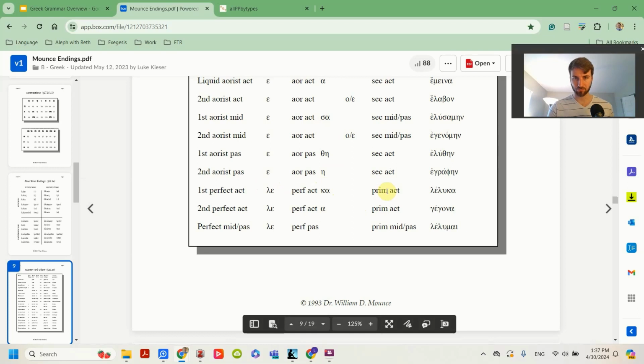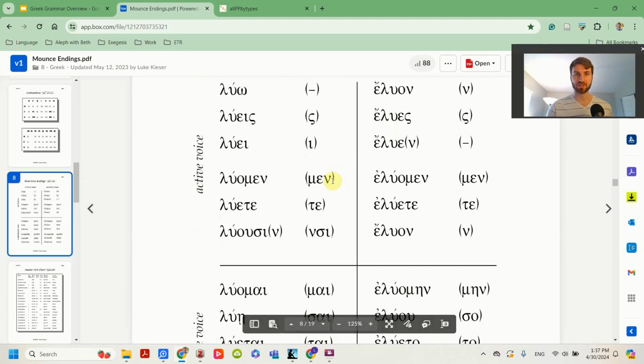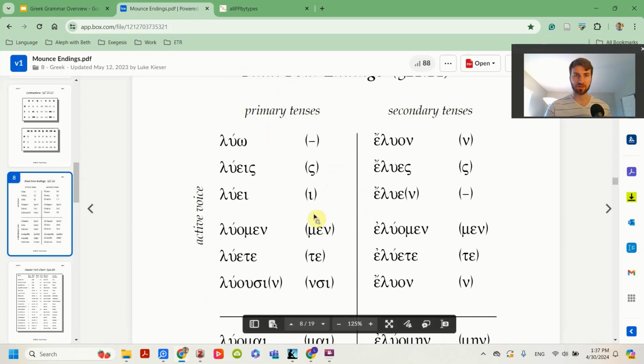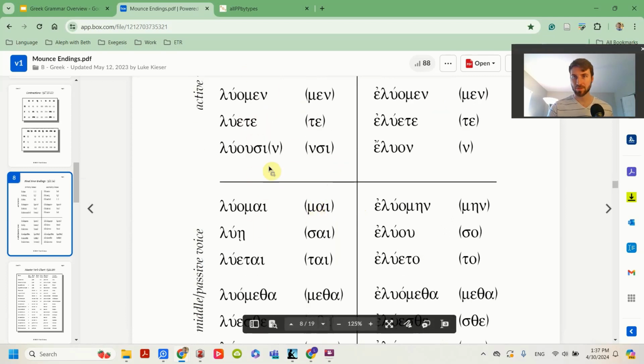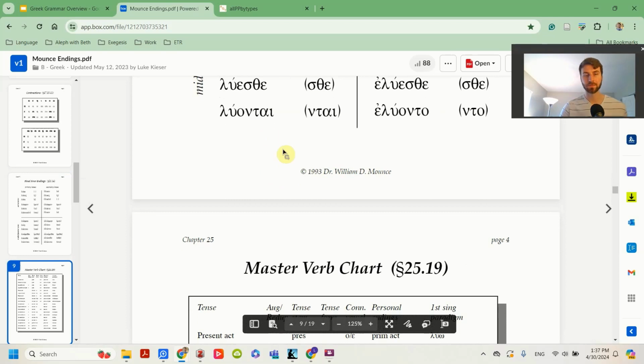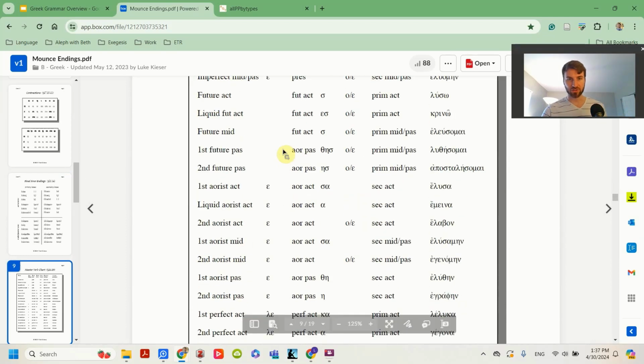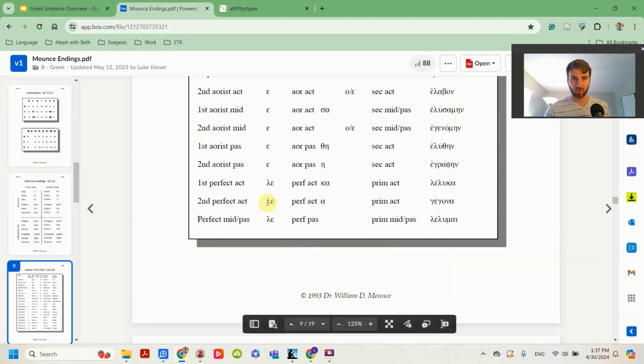So primary, active, and middle passive. So the perfect is over here with the primary tenses. So it's on this half of the chart of the endings that it uses. Okay, so what is this reduplication that this is talking about?